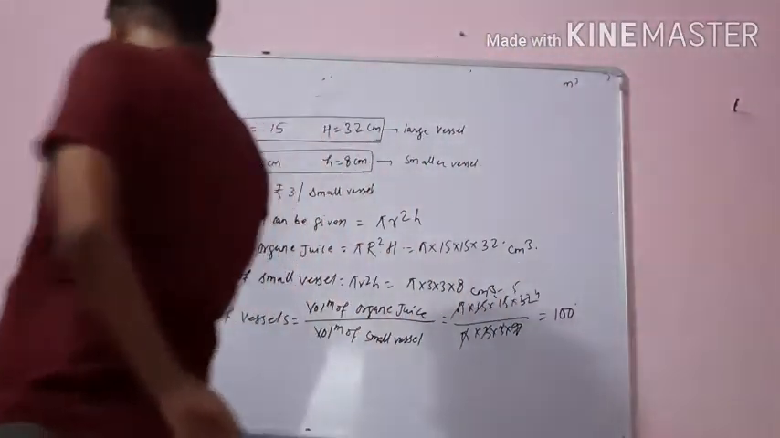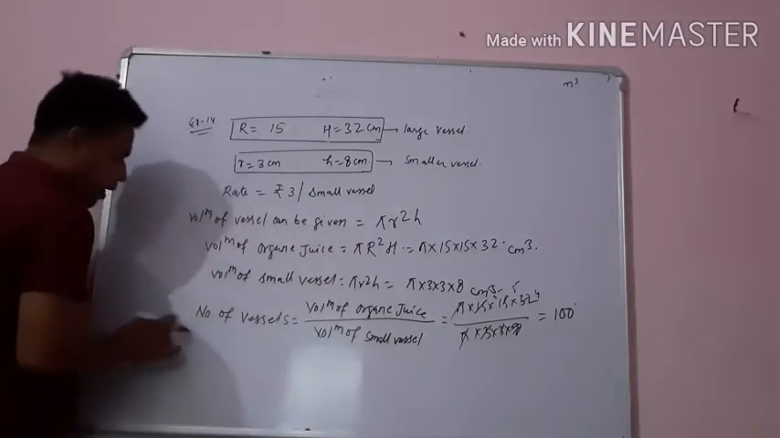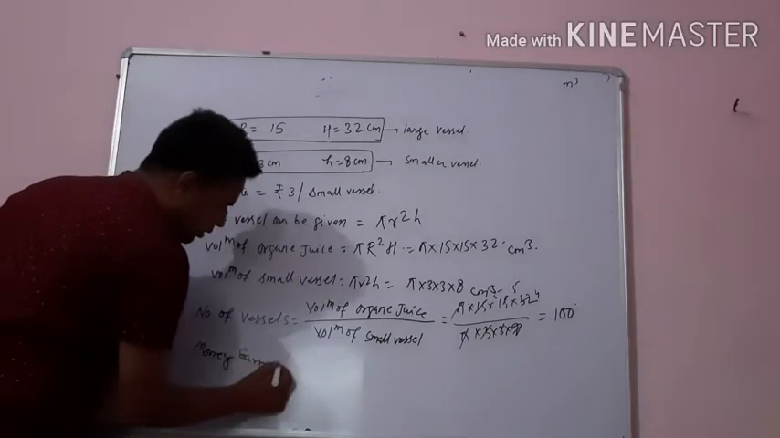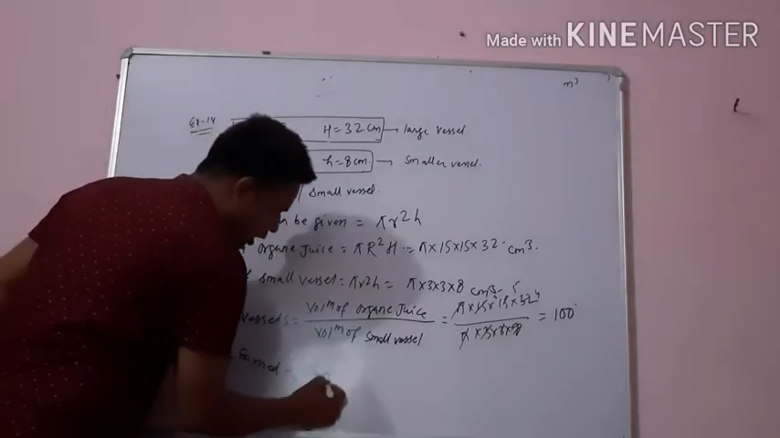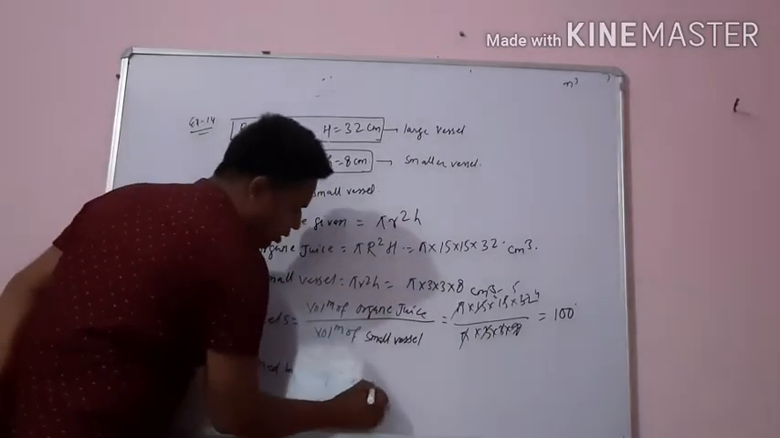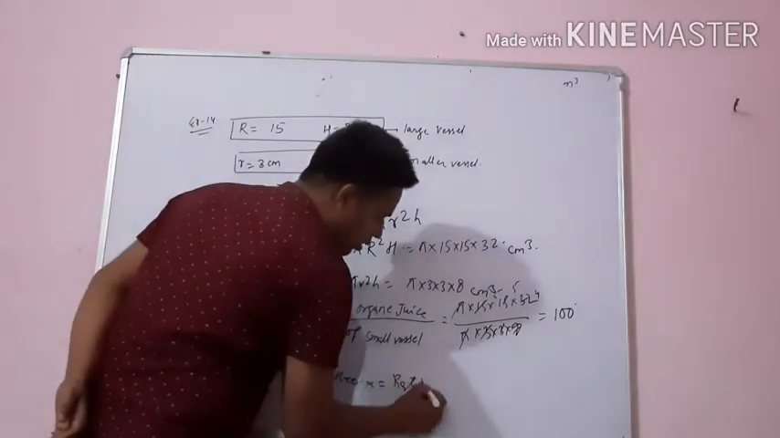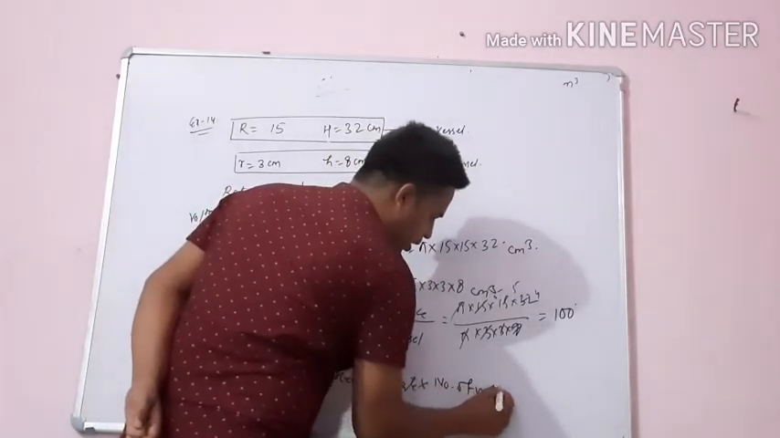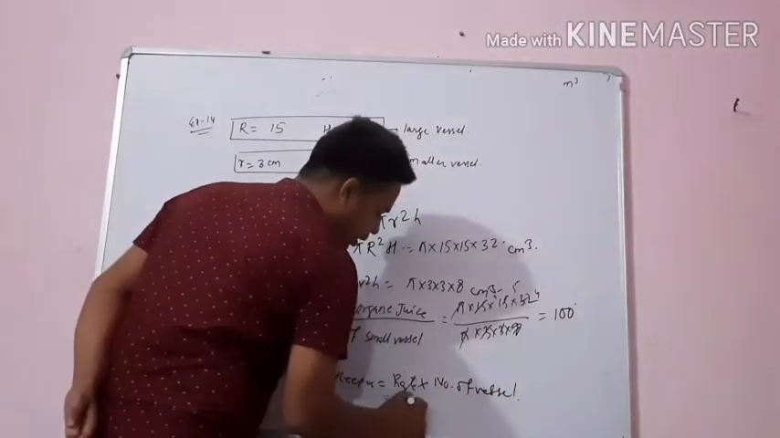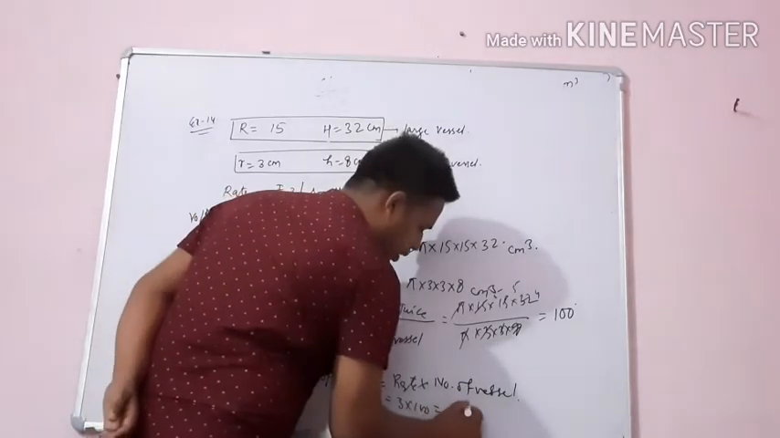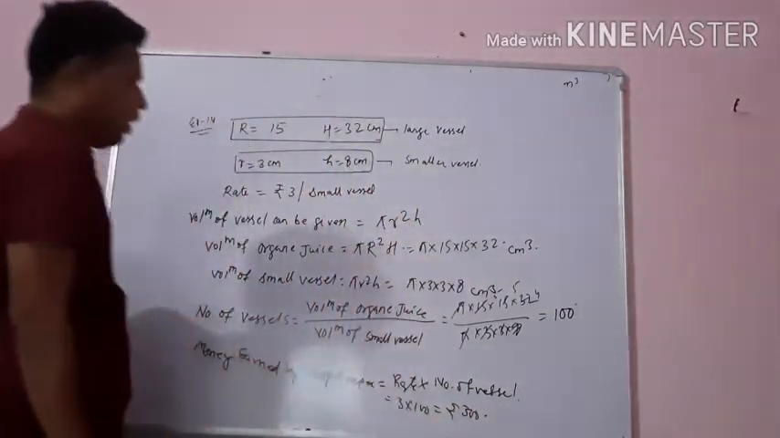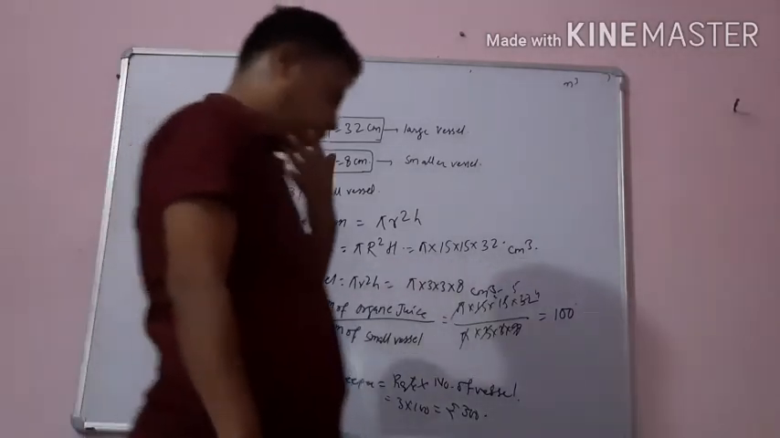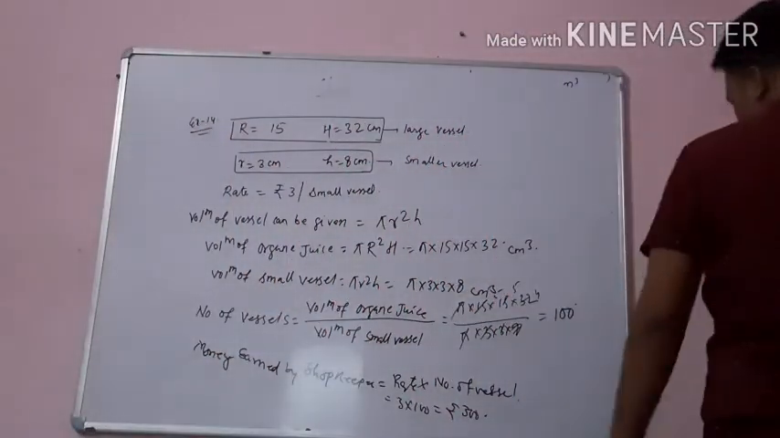Now money earned by shopkeeper equals rate multiplied by number of vessels. So 3 multiplied by 100, that is rupees 300. So total amount earned by the shopkeeper is 300. Now moving on to next question, we will see.